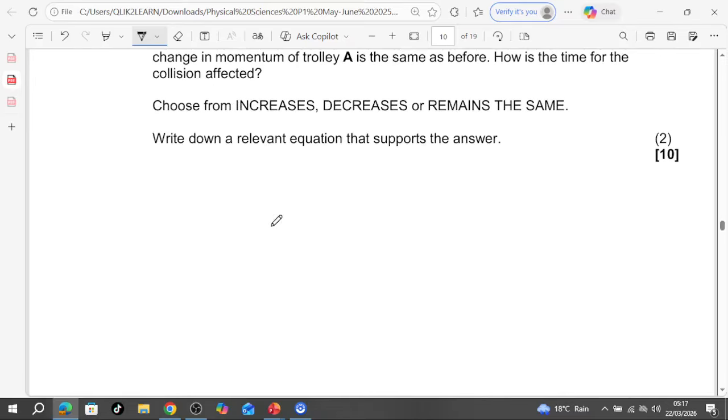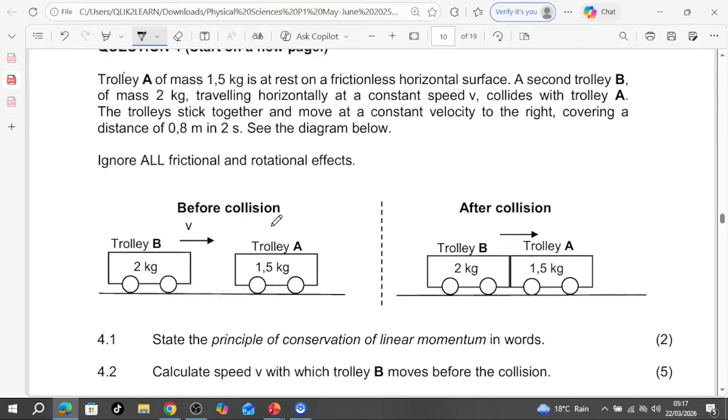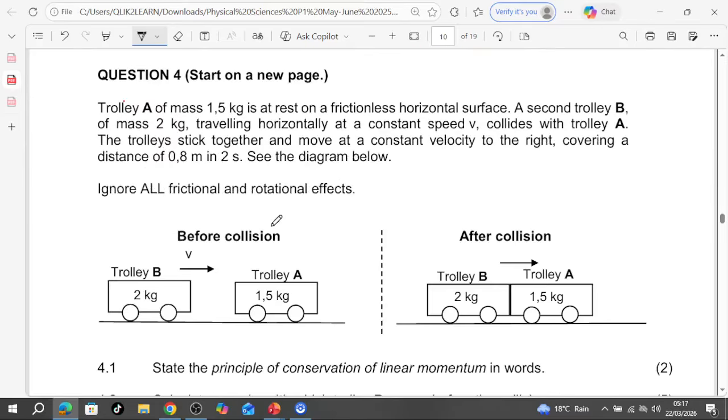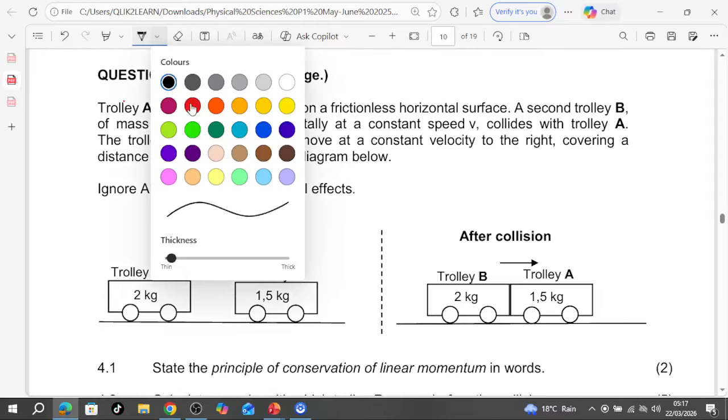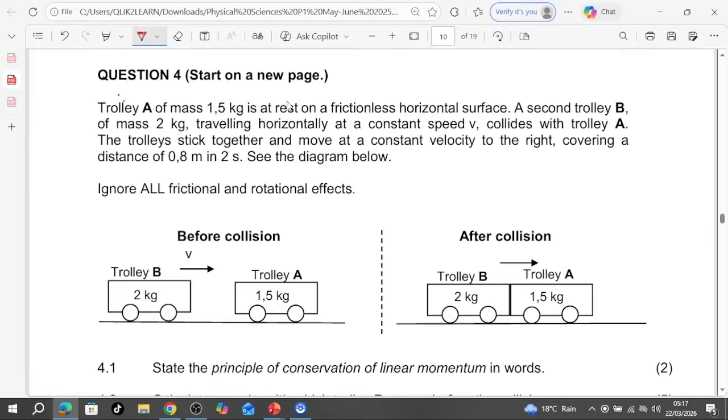Looking at question 4, this is momentum, and I'm not sure if we're going to have enough space for the calculations here, but I'll try. A trolley A of mass 1.5 kg is at rest on a frictionless horizontal surface. That is the first statement, and I see the word rest. Since it's at rest, the V initial of A is 0 meters per second.